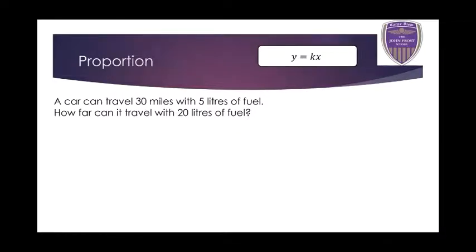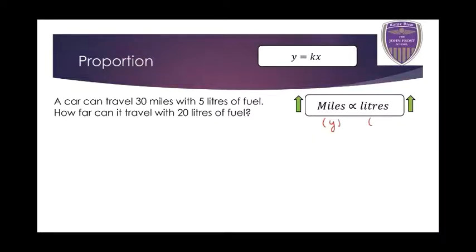So just a very brief real life example. Rather than just use x and y, let's show you some real numbers with meaning. A car can travel 30 miles with 5 litres of fuel. How far can it travel with 20 litres of fuel? We've said that y and x are directly proportional, and instead of using the letters y and x, we're going to use the words miles and litres, but we're still going to use the letter y for miles and the letter x for litres, okay?